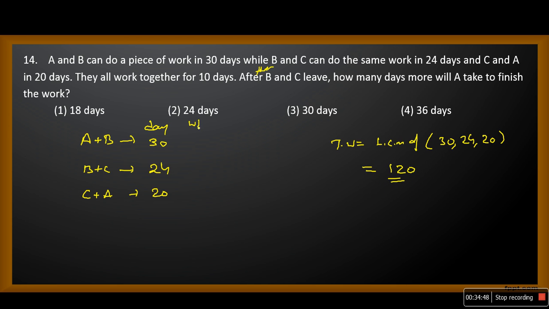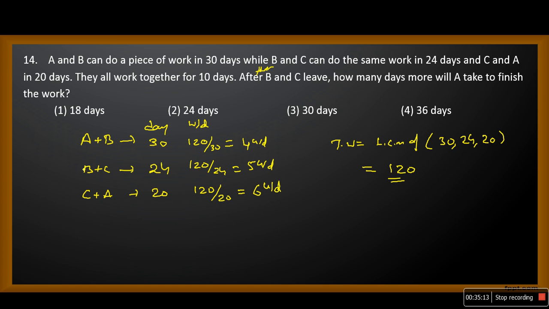So work done per day. A and B are taking 30 days to complete 120 units. So per day they will do how many units? 4 units per day. Similarly, B and C will do 5 units per day. And C and A, which is nothing but 120 by 20, which is equal to 6 units per day.